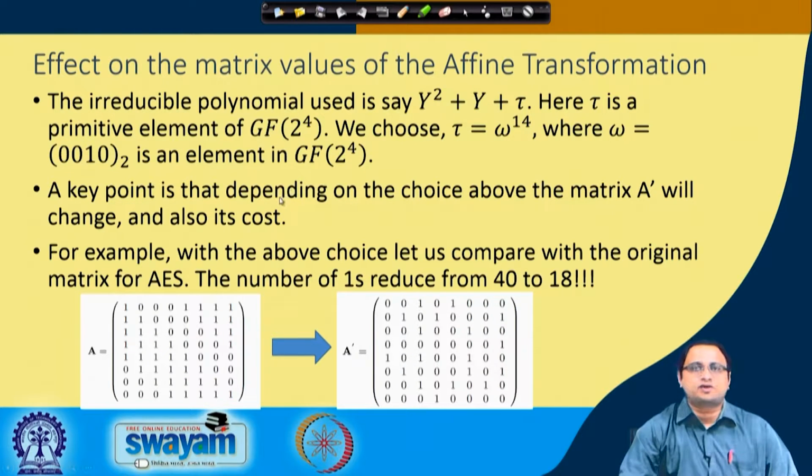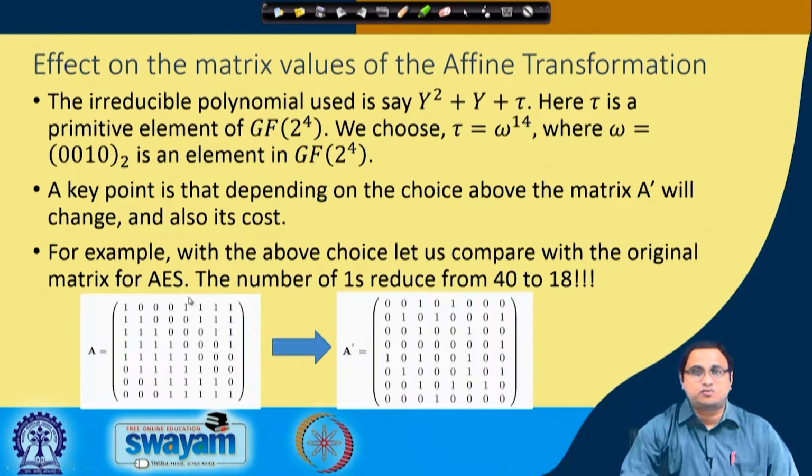You can have different such possible candidates that you can choose, but it is important to note that tau is a primitive element of GF(2^4). As we know, there are different primitive elements of GF(2^4). So, you can play around with those values, and if you choose different values of tau, you will easily understand that you get different choices for the matrix A' also. A key point is that depending on the choice above, the matrix A' will change, and therefore it will have different 0 and 1 values. For example, in this case, the matrix A has been transformed into A', and it looks like this.